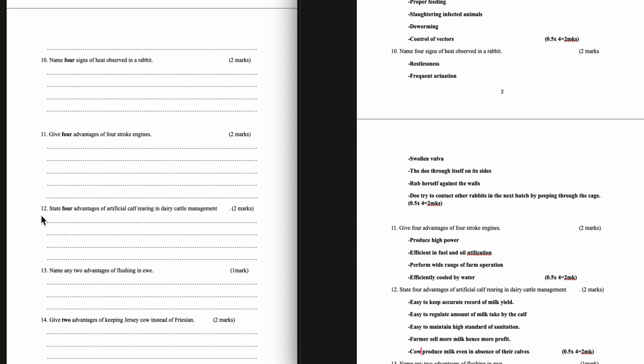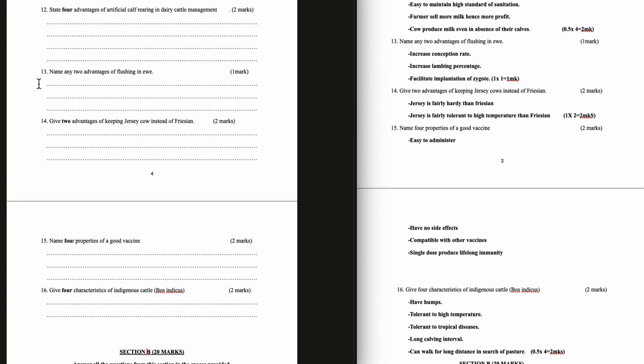Question 12. State 4 advantages of artificial calf rearing in dairy cattle management. Easy to keep accurate records of milk yield, easy to regulate the amount of milk taken by the calf, easy to maintain high standards of sanitation, the farmer sells more milk hence more profit, cows produce milk even in absence of their calves.